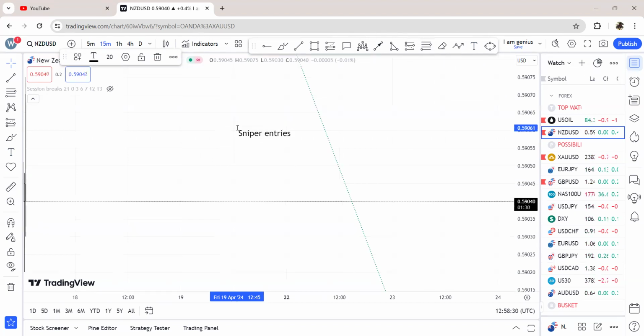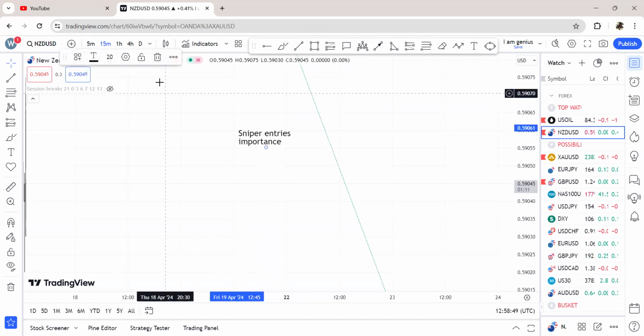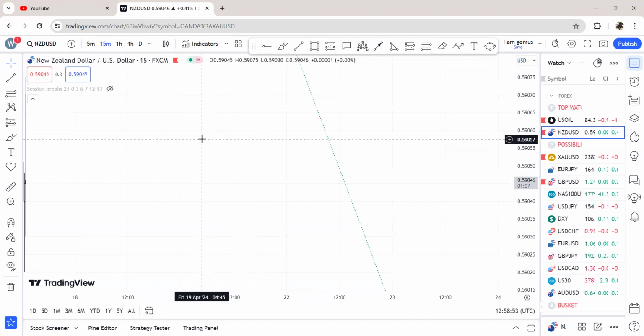The next thing is importance. So we also want to look at the importance of sniper entries. But the way I'm going to explain sniper entries here, it's not like the way probably other people explain it. And the reason is simple. I just feel this is a better way of explaining what sniper entries are.